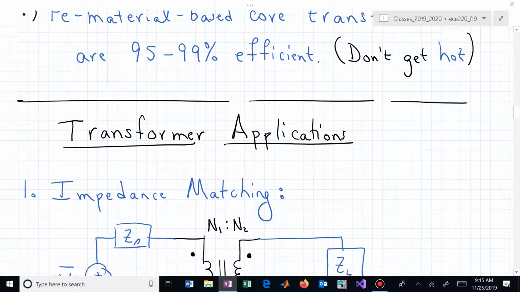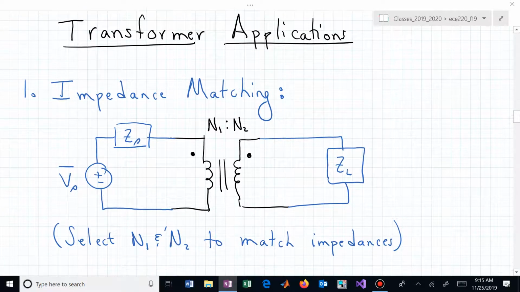Just saying. What are some applications? Here's one that we'll work through the details of, and we will be able to analyze a lot, and you'll probably have a problem or more on the final: how do you select the turns on the primary and the secondary such that you can match the load impedance to the source impedance? We can do that by the selection of N1 and N2, and we'll derive the equations that allow us to do that. But one application of transformers is impedance matching.